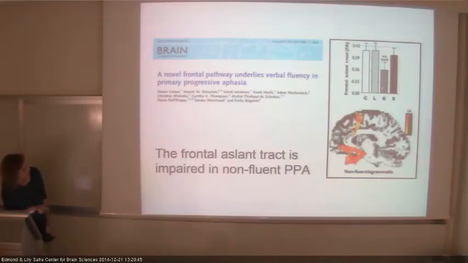And when they look at that group of patients and look at the average properties of the L-aslant, they found that they have reduced FA. The other groups of patients did not show that difference. So they deduced that the L-aslant tract likely has to do something with producing language.